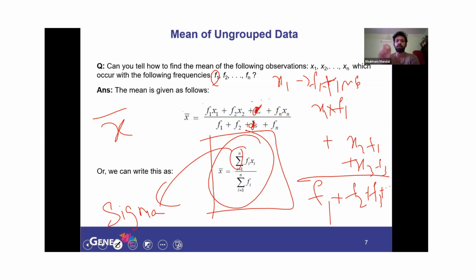Why? Because your observations are what? f1, f2, so on till fn, and those are the frequencies. The observations are x1, x2, so on till xn. So i goes from 1 to n. So fi xi. So the final formula of mean is sigma fi xi by sigma fi.